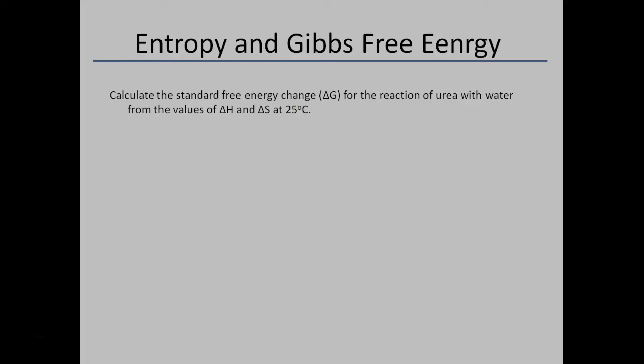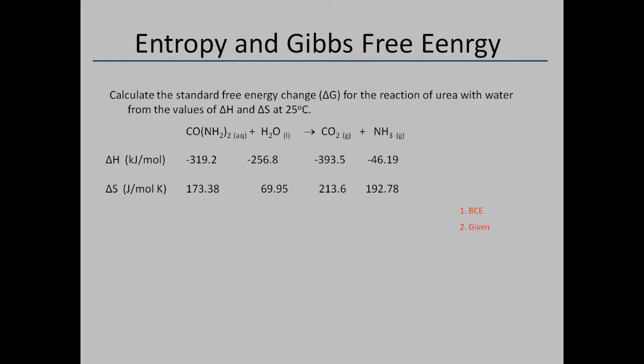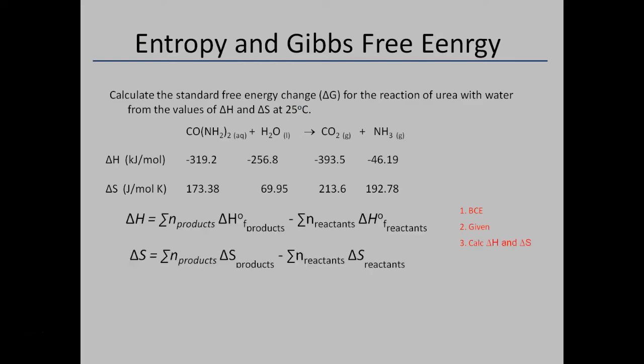So if we go back to our example of the reaction of urea with water, we can determine whether or not the reaction was spontaneous by looking at the change in our free energy. Just like before, the first thing we need is a balanced chemical equation. Then we have to look up our givens. And now we can calculate both our enthalpy and entropy values using their appropriate equations.